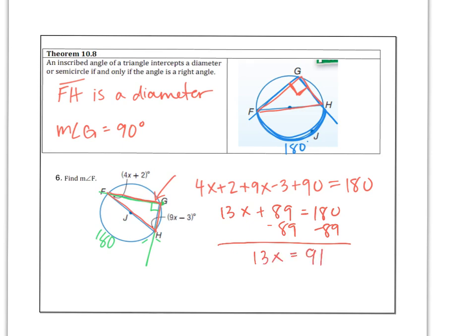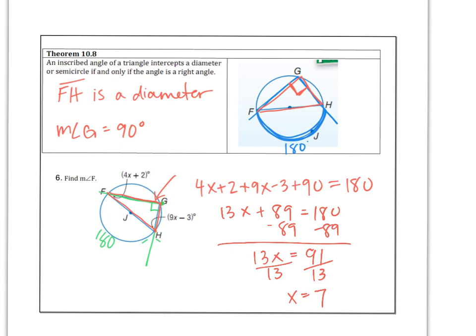I believe you get 91. And divide, and I think it goes in there nicely. Yep, x goes in there 7 times, or 13 goes into 91 7 times. That is not our final answer, though.